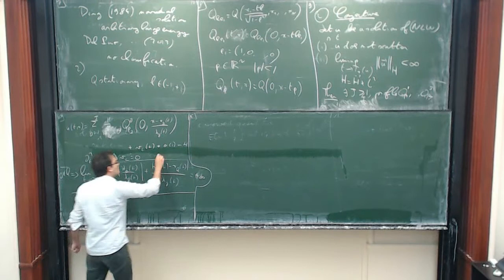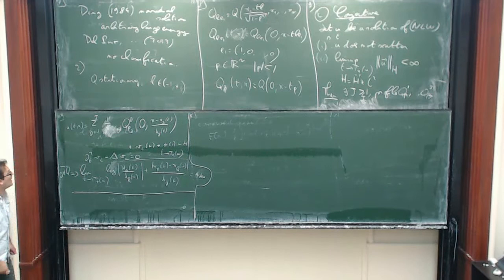small o of 1 as t goes to t plus of u. So this is the asymptotic. And why do we believe that? We have some examples of this kind of solutions.